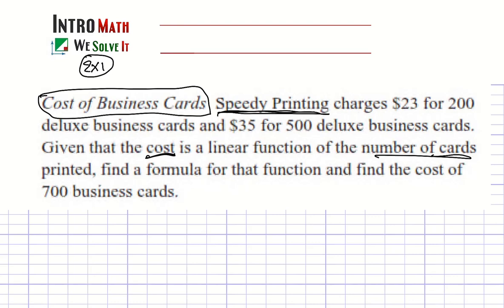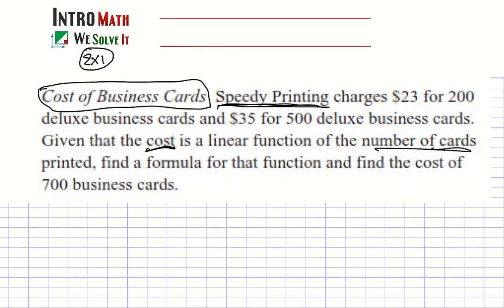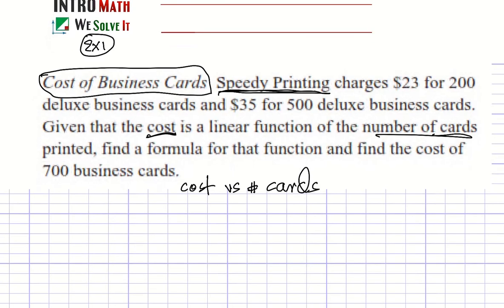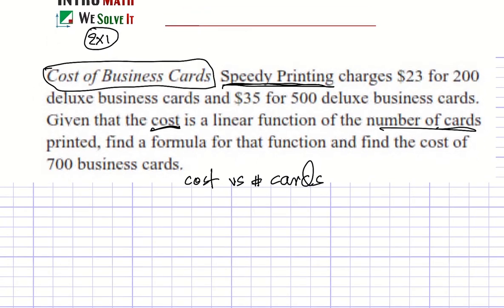And so what we're gonna do, basically here is what is going on in the problem. Notice that they said first of all, cost is a function of number of cards. Cost versus number of cards. Okay, so it says for $23, you get 200 cards. $35 you get 500 cards. Okay, you see that, right?